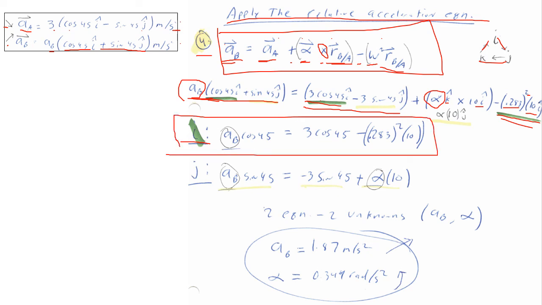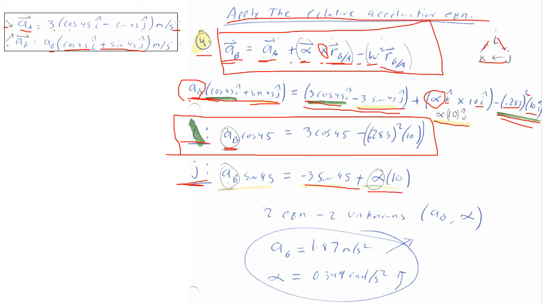So I look at this here. Now I have one equation, one unknown. a sub B is my only unknown there. So I can do the same thing for my y direction, my j hat components here. This will be a sub B times sine of 45 equal to a negative 3 times the sine of 45 right there. Plus, now I have my alpha times 10 for my cross product right there. And on this one here, I still have one equation, two unknowns.